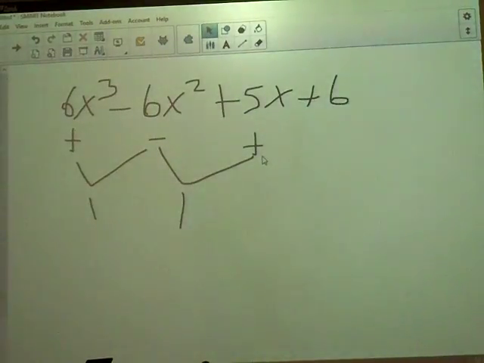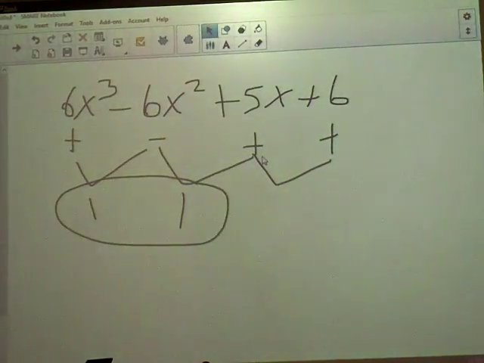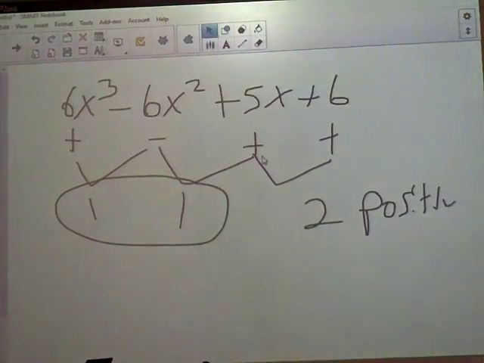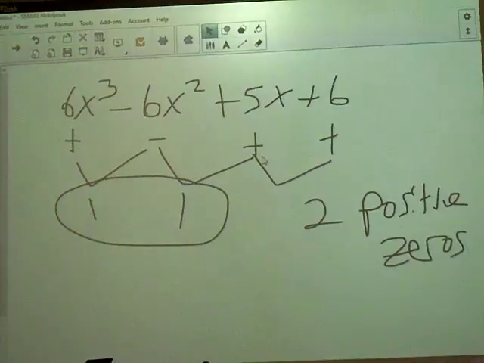Okay, my 6 is a positive. So there it went from positive to a positive. That didn't change. Stayed positive. So I had 1 plus 1. I had 2 sign changes, which according to Descartes' rule of signs means there's going to be 2 positive zeros. There's only one choice that has that.